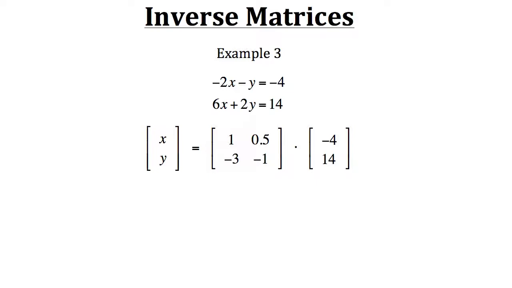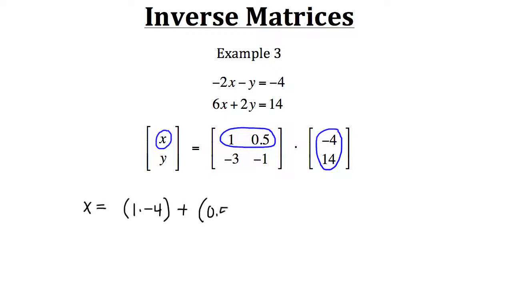Let's start with x first. If we want to solve for x, we need to look at the first row and first column. For our first matrix, we'll do the first row, and then we'll multiply it by the first column. When we do that, we get x equals 1 times negative 4 plus 0.5 times 14.